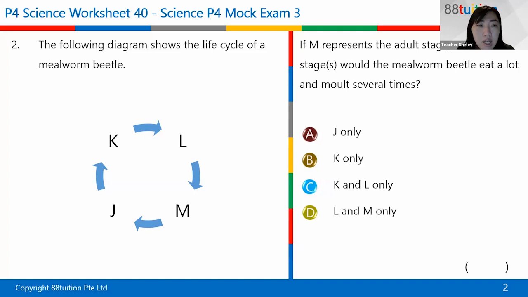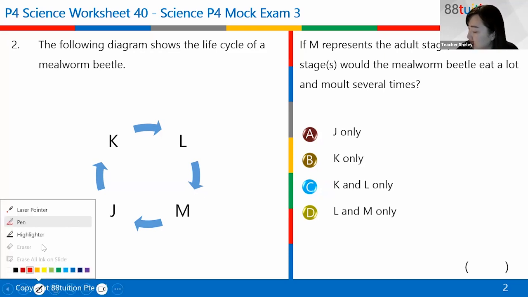Okay. So let's take a look at this life cycle of a mealworm beetle. M represents the adult stage. So we can label it first. M represents the adult stage, right?